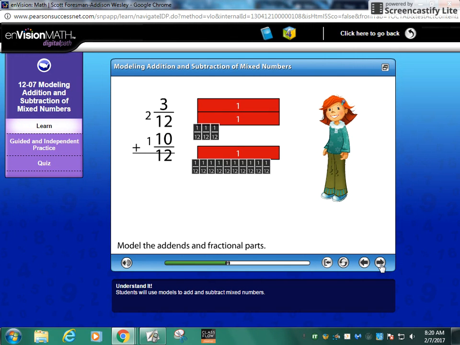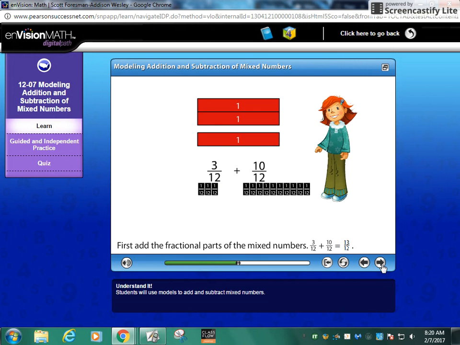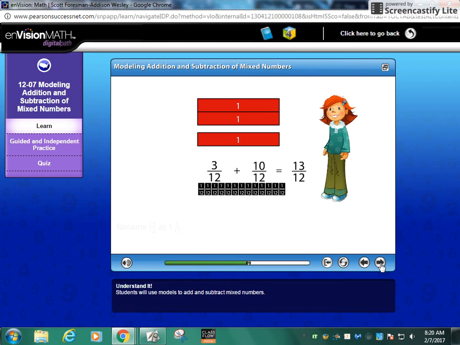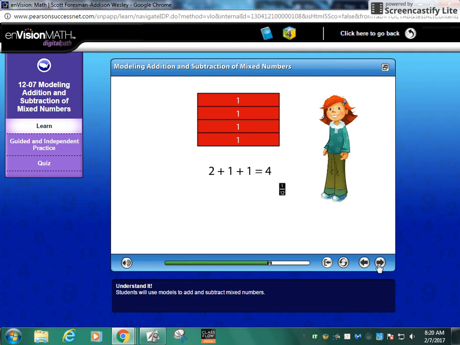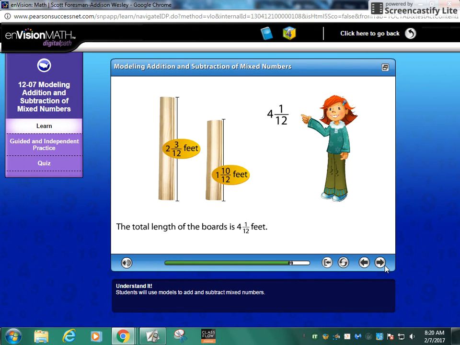Model the addends and fractional parts. First, add the fractional parts of the mixed numbers. Rename 13/12 as 1 and 1/12. Now, add the whole numbers, including the renamed fraction. So, 2 and 3/12 plus 1 and 10/12 equals 4 and 1/12. The total length of the boards is 4 and 1/12 feet.